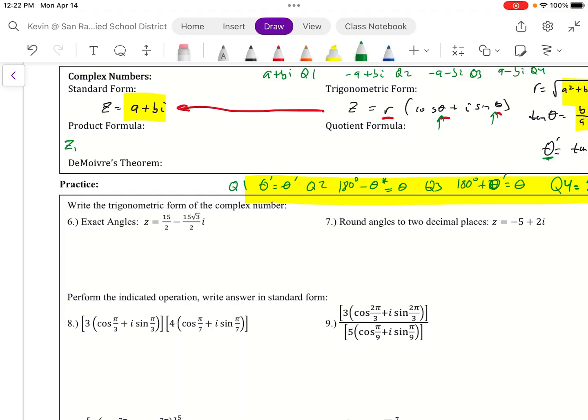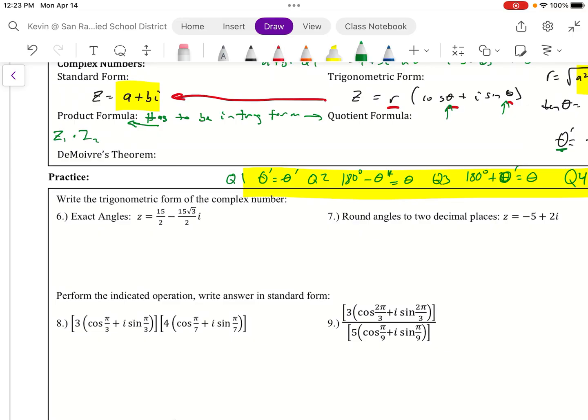Okay, product formula. In other words, if you have one complex number z sub 1 times another complex number z sub 2, first of all, the product formula has to be in trig form. That's true for the quotient formula, for the product formula, and also for de Moivre's theorem, aka the power property.